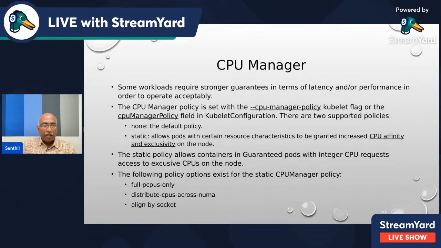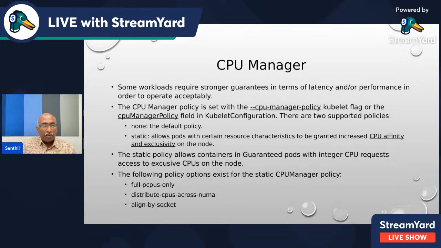The second one is distribute CPUs across NUMA. NUMA is basically hardware terminology. So instead of viewing the hardware as a monolithic board or a monolithic piece of hardware, NUMA will allow you to create some zones in the hardware. And you can have CPU cores distributed among these NUMA nodes, and you can decide to distribute CPUs across NUMA. So that is the second option.